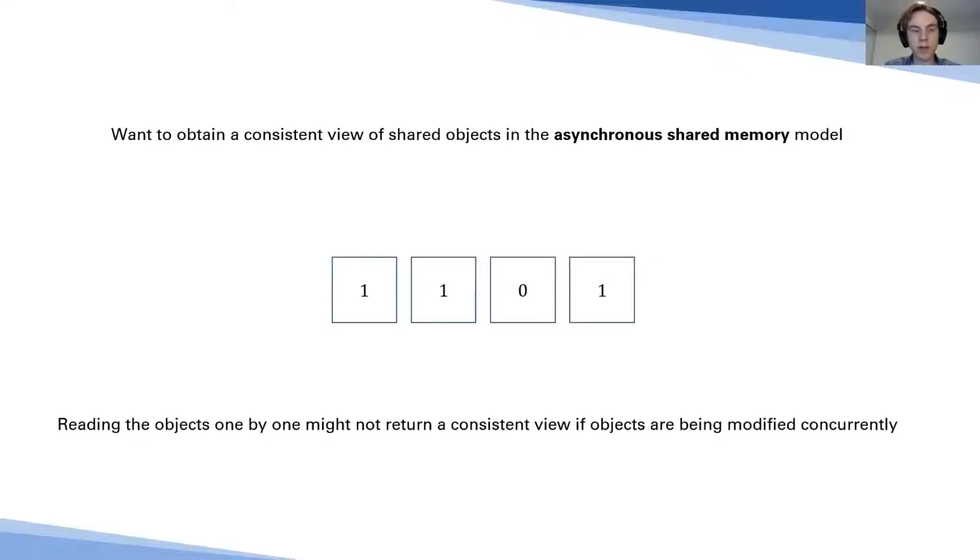So for example, let's say we begin a sequence of reads here and obtain the values 1 and 1 from the first two shared objects, and then some process comes along and writes 0 to the first shared object and 1 to the third shared object. Then we finish our sequence of reads, obtaining the values 1 and 1. And so we've obtained the sequence of values 1, 1, 1, 1, even though these values were never simultaneously present in all of the shared objects during our sequence of reads.